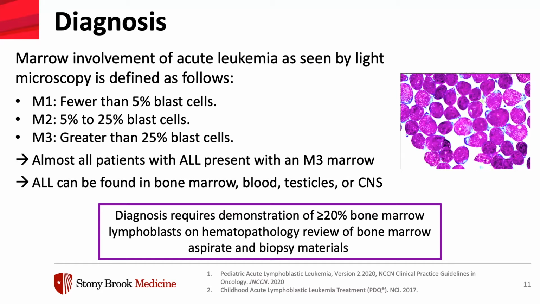So acute leukemia is diagnosed with having at least 20% of blasts in their bone marrow. And usually patients with ALL present with an M3 marrow or having at least 25% blast or immature blood cells, because it's such a fast growing cancer that by the time they present with their symptoms and go to get their biopsy, the cancer has already been proliferating and brewing a little bit. And ALL can be found in the bone marrow, blood, testicles, or CNS.